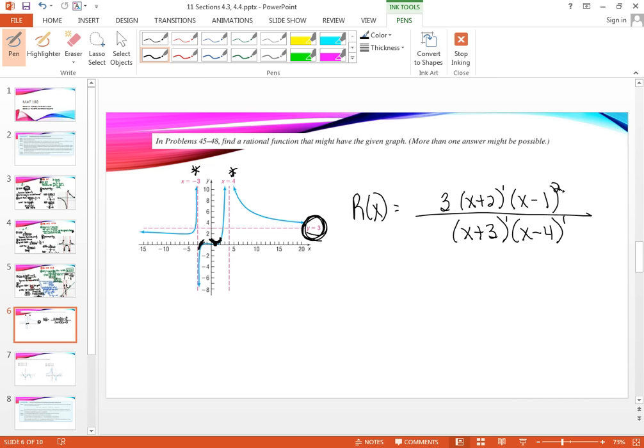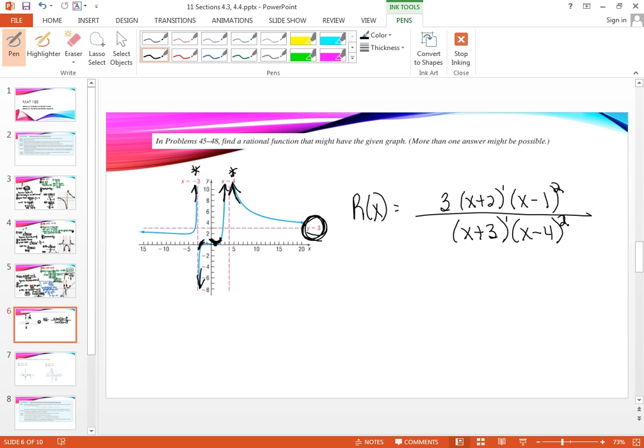So now I'm going to look at my vertical asymptotes and let's see. Okay, here it goes up on this side, down on this side. Okay, but see at this one it goes up on both sides. That says to me the multiplicity of that x-intercept needs to be even too. So again, 2, 4, 6, 8, whichever number you want, I'm going with the smallest. Alright, so does this work?